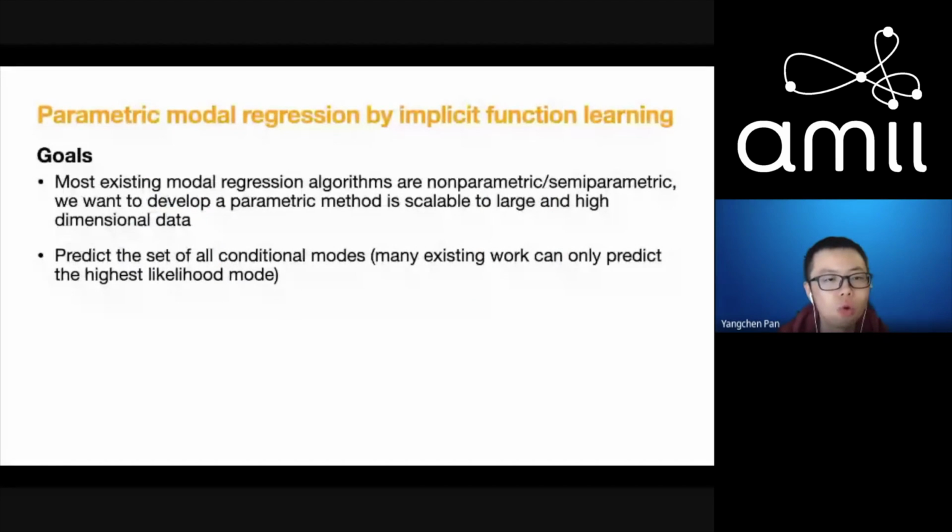Many existing works in modal regression are non-parametric or semi-parametric. That means they are difficult to scale to large or high-dimensional data sets. So our purpose is to design a parametric modal regression method, which is scalable to large data. The second goal is that we want our algorithm to predict the set of all conditional modes. Many existing works can only predict the highest likelihood mode, and they assume that such a mode is unique.